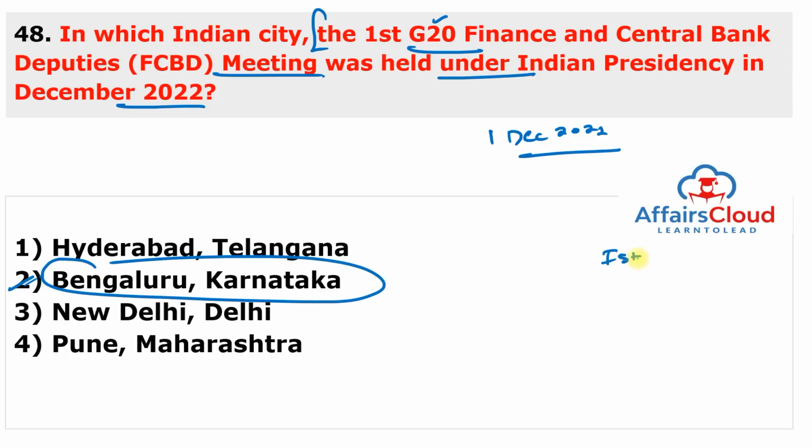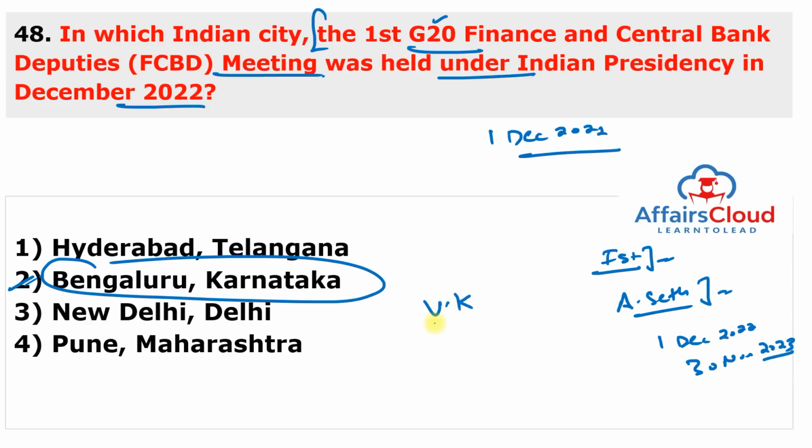So the first G20 Finance and Central Bank Deputies meeting, this is important, was co-chaired by Secretary Ajay Seth, Department of Economic Affairs, and Deputy Governor Dr. Michael Patra of the Reserve Bank of India. And it should be noted that India holds the presidency of the G20 from 1st of December 2022 to 30th of November 2023 on the theme Vasudhaiva Kutumbakam, or One Earth, One Family and One Future.